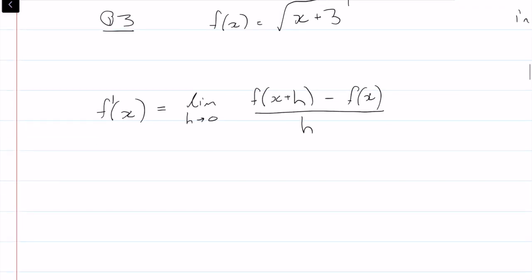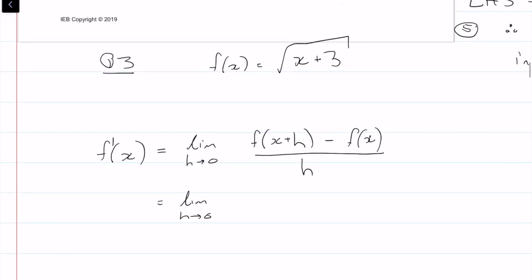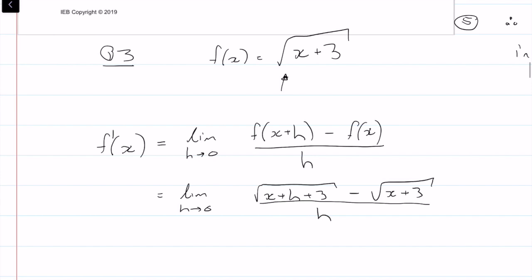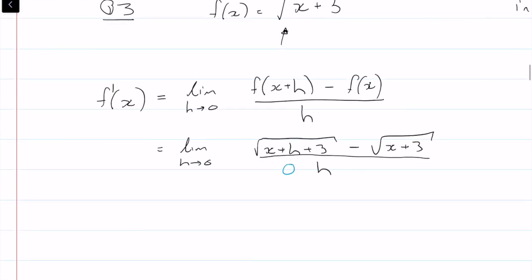Okay, so we can continue and we can say that is the limit as h tends to 0 of, and everywhere we see x in f of x, we now replace that with x plus h. So we're going to say that's the square root of x plus h plus 3 minus the normal square root of x plus 3 over h. Okay, and now if we try to evaluate this and we let h tend to 0, then the bottom becomes 0. So the denominator becomes 0, which is undefined. So we obviously need to do some manipulation here.